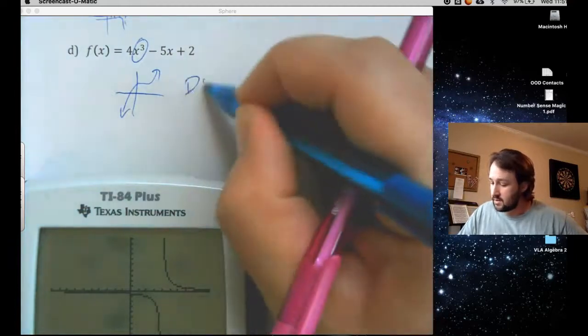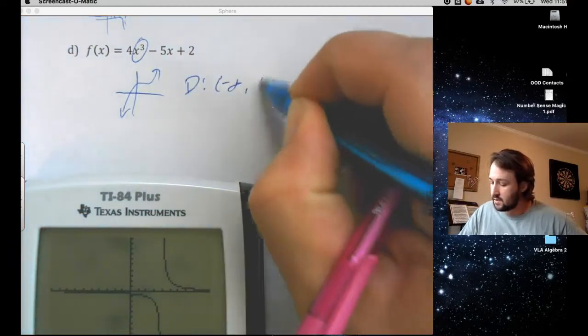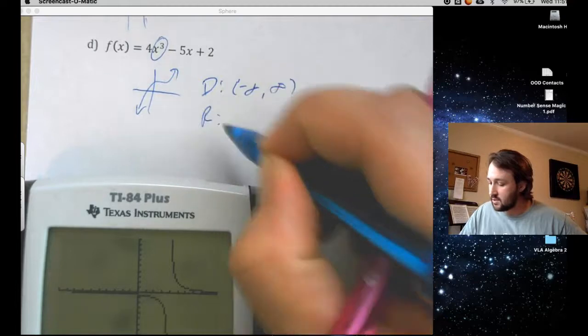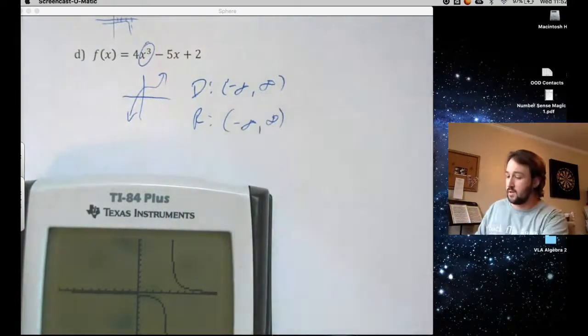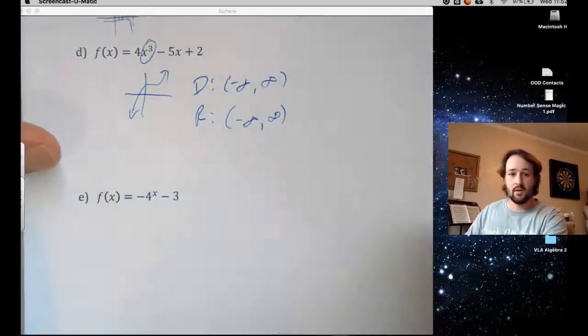So for the domain, negative infinity to infinity, it's going left and right forever. For the range, it's going up and down forever, so negative infinity to infinity in that direction as well. Cubics are the best. All right, exponential now.